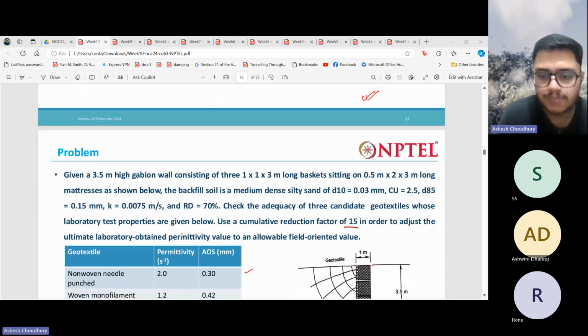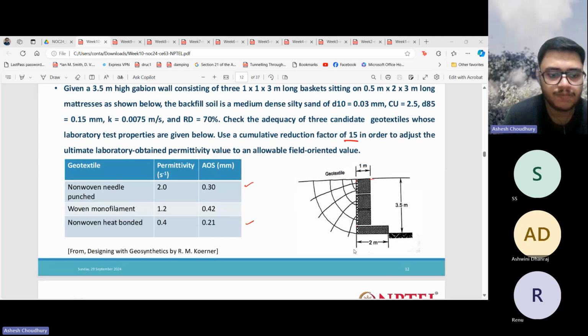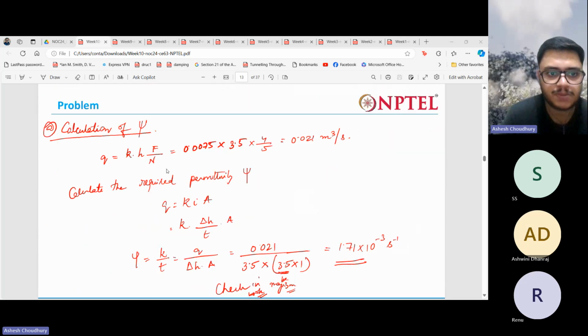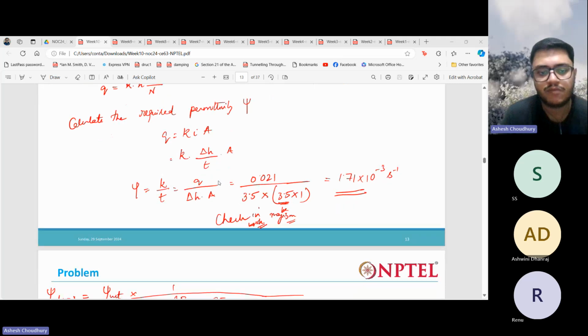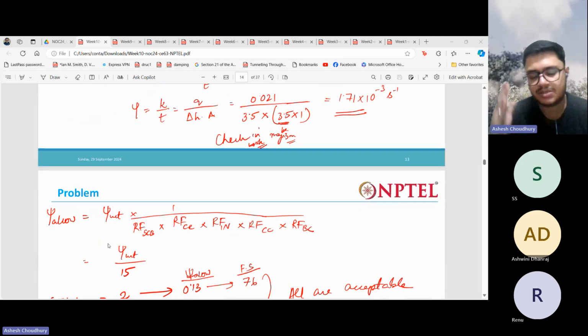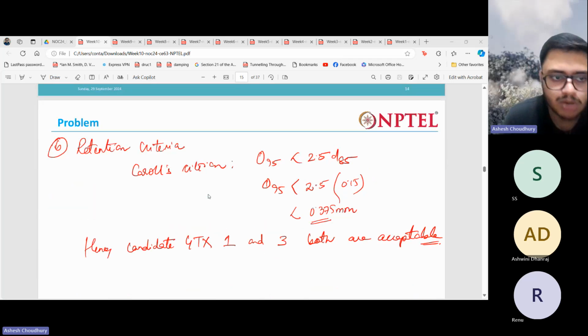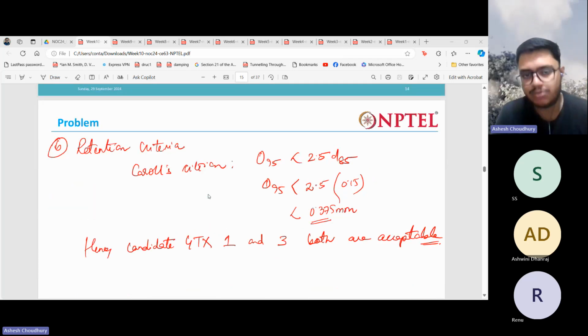Then we solve these problems where you have a retaining wall, behind you have a filter that prevents soil from entering. The first step is always to calculate the flow. From the flow we calculate the permittivity, then we can find the allowable permittivity of the geosynthetic, and then we find the factor of safety. This is how you need to do it for the permeability flow criteria.